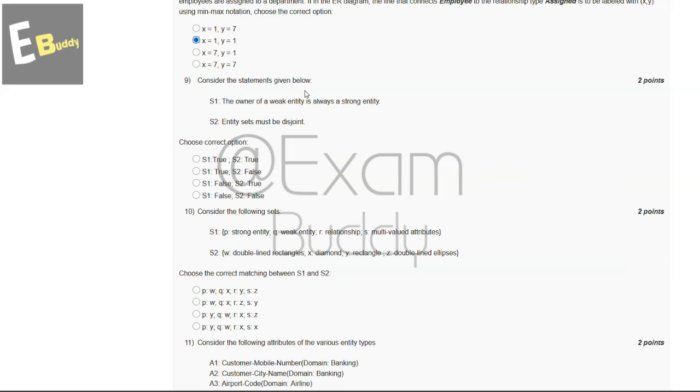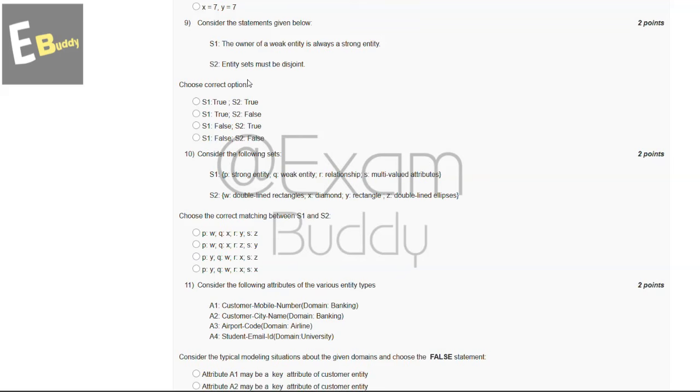Consider the statements given below. Statement first says the owner of a weak entity is always a strong entity. And statement second says the entity sets must be disjoint. So choose the correct option. So these are the options and the answer of our ninth question is B. Statement first is true but statement second is false. And now let's go to our question number 10.